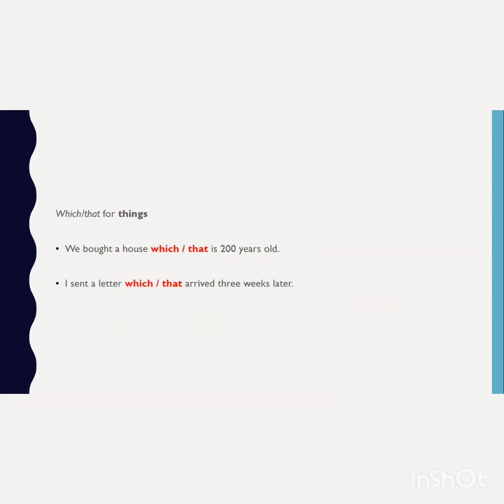Okay, let us continue. Which and that, we use for things. So let us look at these examples. We bought a house which or that is 200 years old. We can use both of them or any one of them you prefer, right?